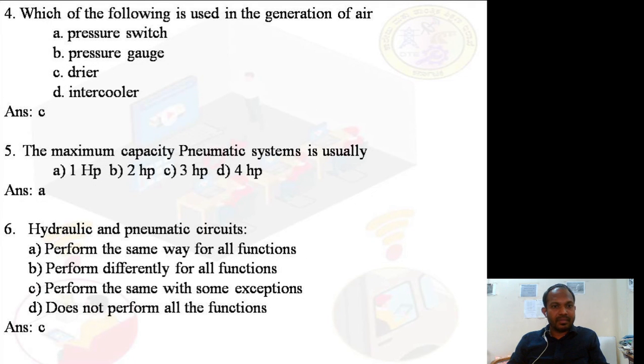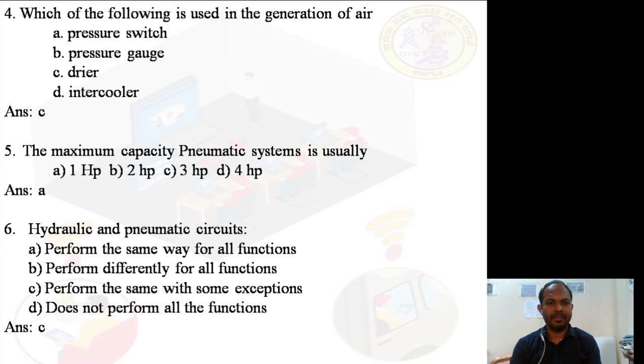Now, which of the following is used in the generation of the air? Pressure switch, pressure gauge, dryer, and the intercooler. Dryer is being used in generation of air. Okay. Now the maximum capacity of the pneumatic system is usually 1 HP, 2 HP, 3 HP and 4 HP. Its maximum capacity is 1 HP.